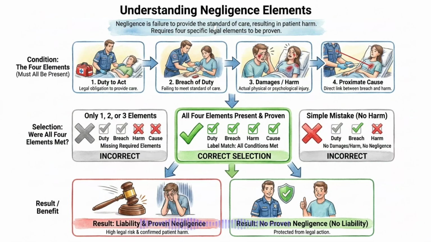Negligence is a critical legal concept that occurs when an EMT fails to provide the standard of care, resulting in harm to the patient. For negligence to be proven, 4 elements must be present, which are a duty to act, a breach of that duty, actual damages or harm to the patient, and proximate cause, meaning your specific action or inaction directly caused the harm.